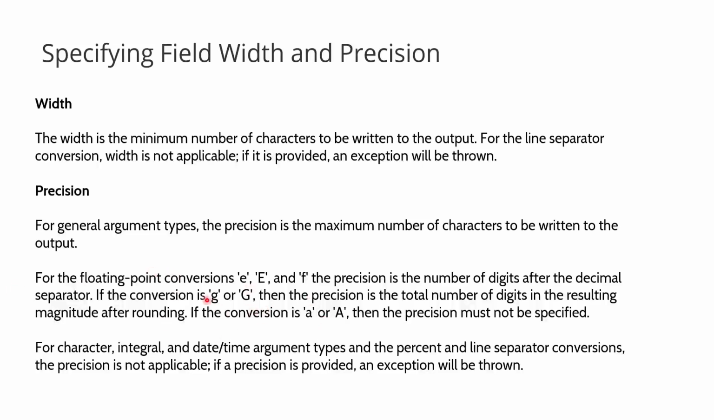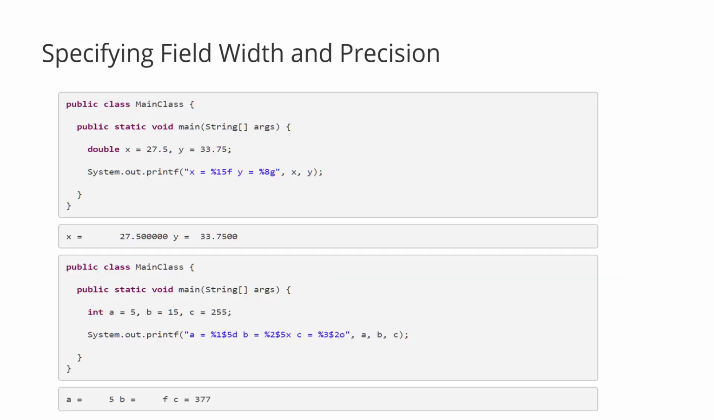If we use the conversion lowercase g or uppercase G, then the precision is the total number of digits in the resulting magnitude after rounding. And if we use the conversion characters lowercase or uppercase a, then the precision must not be specified. Character, integral, date, and time arguments really don't have precisions, so if a precision is provided, an exception will be thrown.